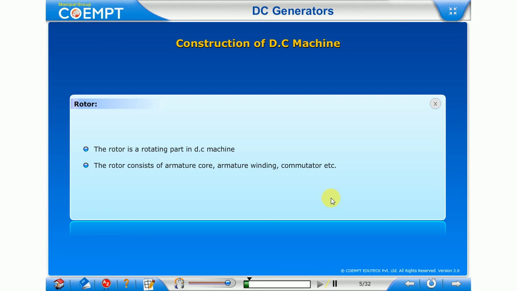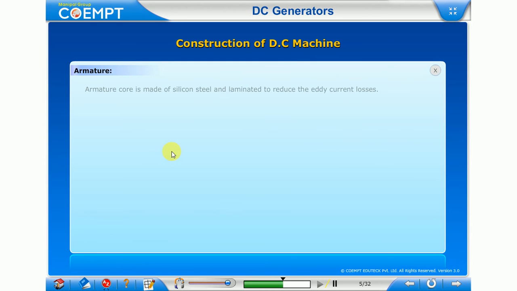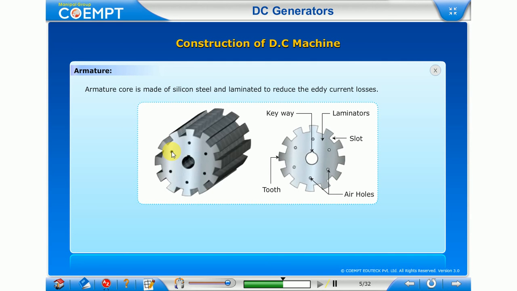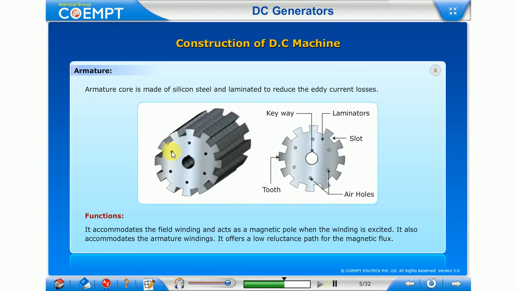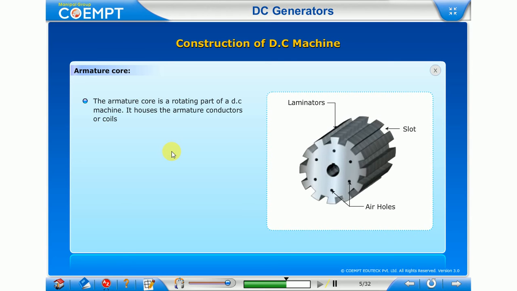Armature winding. The rotor carries the armature winding in a DC machine. The armature winding coils are placed in the slots. The coils are insulated from one another and from the armature core. The armature winding coil ends are connected suitably to the commutator segments. The windings consist of straight conductors arranged parallel to the shaft, housed in slots and grouped round the periphery of the armature core. The induced EMF per conductor is small, that is a fraction of a volt for a small machine and only a few volts for large machines. So we require many conductors for production of rated voltage.